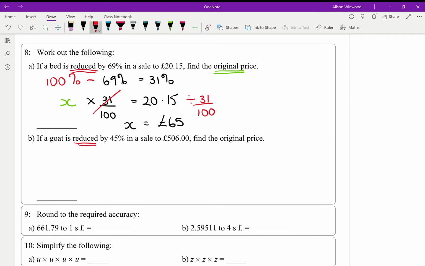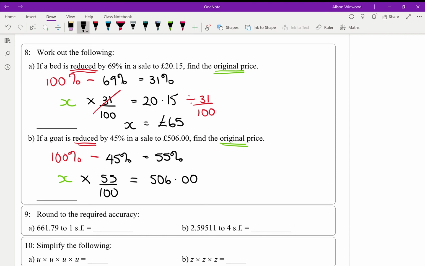Another reduction, so 100% subtract. And again, we want to find the original, so we don't know that, but we know when it's multiplied by 55 over 100, the answer is 506. Opposite of multiply is divide, and therefore x is £920.